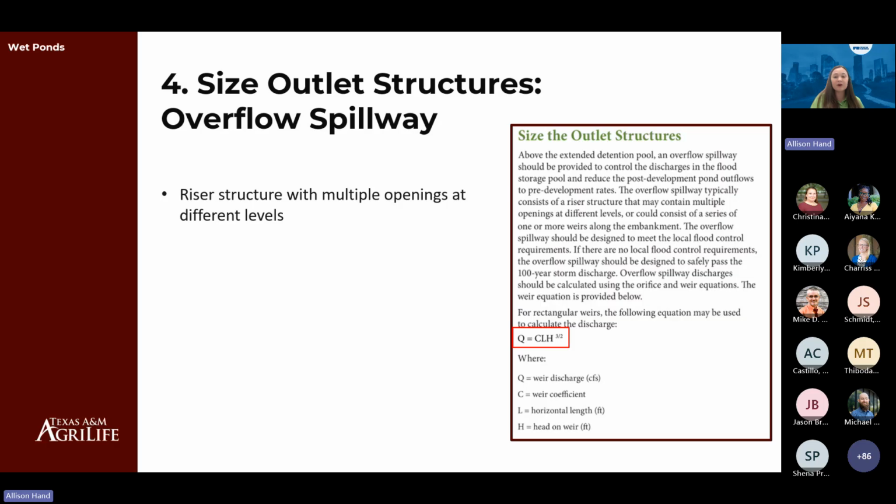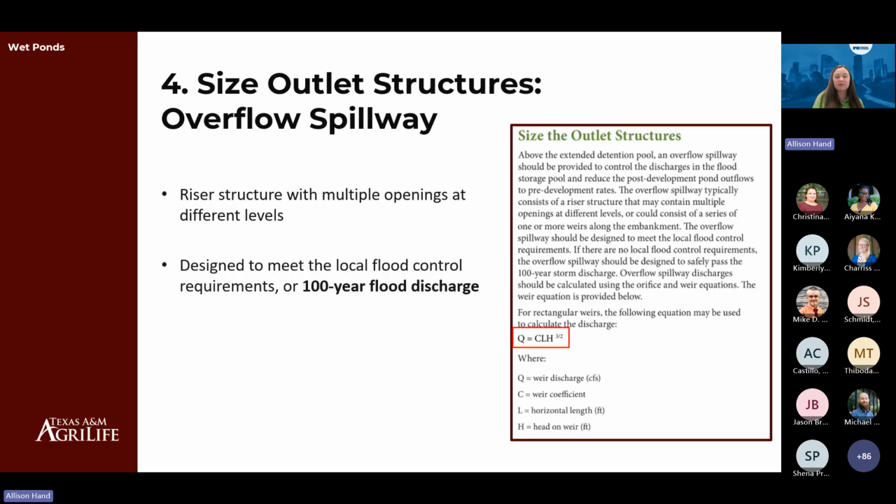The second element of the outlet structure is the overflow spillway. The spillway sits above the extended detention pool and controls your discharge. The overflow spillway typically consists of a riser structure that may contain multiple openings at different levels, or can consist of a series of one or more weirs along the embankment. Your local drainage criteria should control the design of the spillway, but if there are no regulations, the design set recommends the spillway be designed to safely pass the 100-year storm. And for the spillway, the weir equation should be used for sizing when you're using a weir.